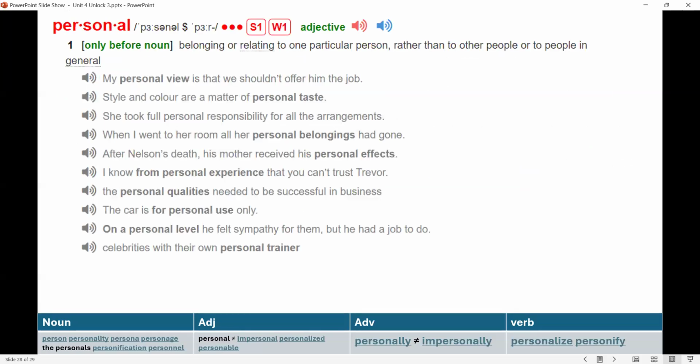Personal. Personal means belonging or relating to one particular person rather than to other people or to people in general. Example, personal view, personal taste, personal belongings, personal effects, from personal experience, personal qualities, for personal use, on a personal level, personal trainer. So you can use these phrases.